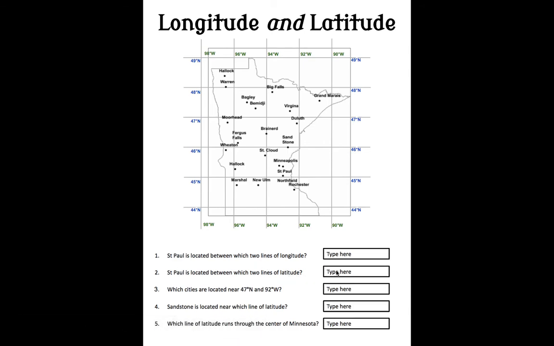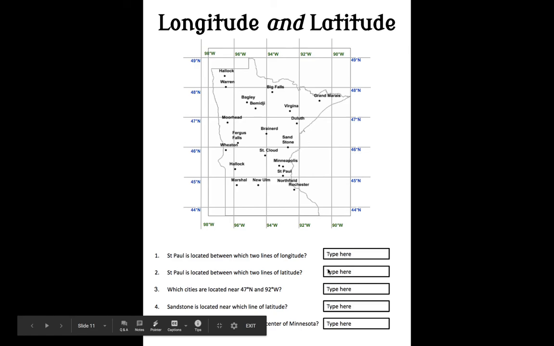All right, well, it says here that St. Paul would be between this line of latitude and this line of latitude. So let's see here, that would be 45 and 46. St. Paul is located between 45 degrees north and 46 degrees north.